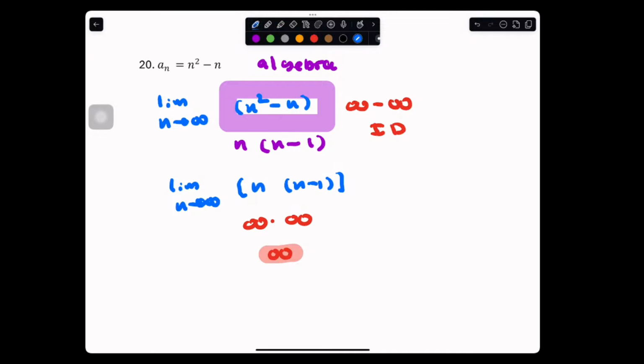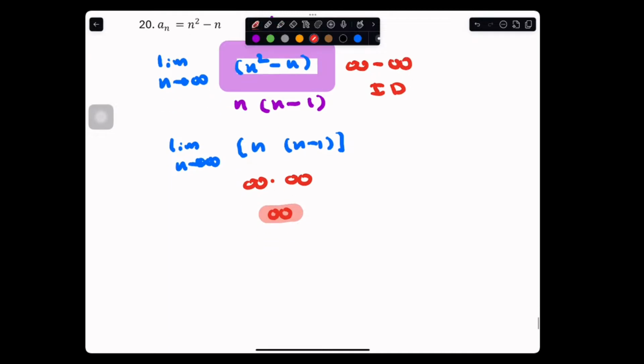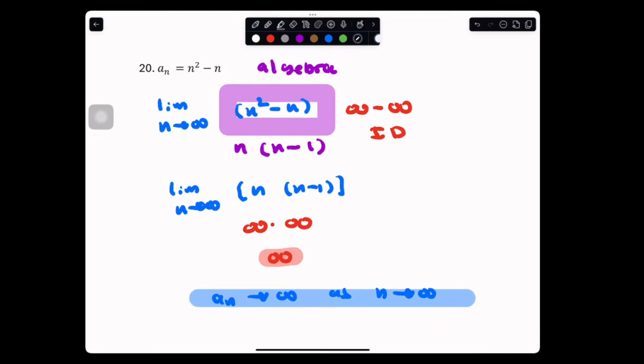So here's what this means, I guess. We can say this: a_n goes to infinity as n gets big, which again now means your sequence simply diverges here.